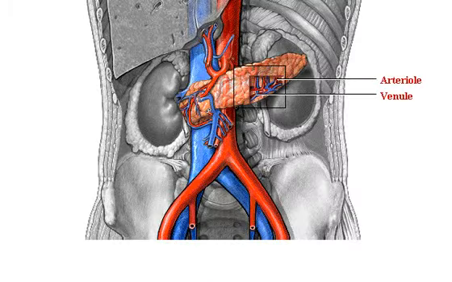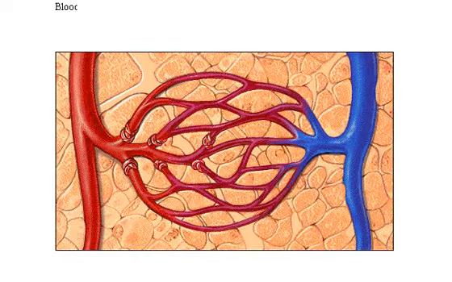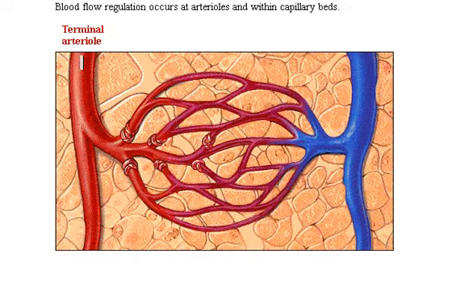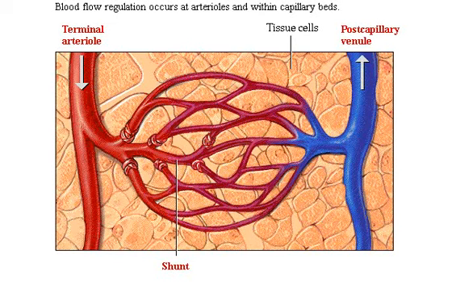Blood flow regulation occurs at arterioles and within capillary beds. The terminal arteriole brings blood to the capillary bed. The shunt is a short vessel that directly connects the terminal arteriole and the postcapillary venule at the opposite end of the bed. Exchanges of materials take place between tissue cells and the blood in the true capillaries.